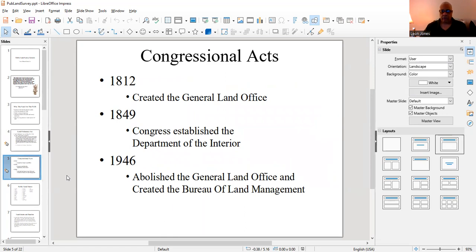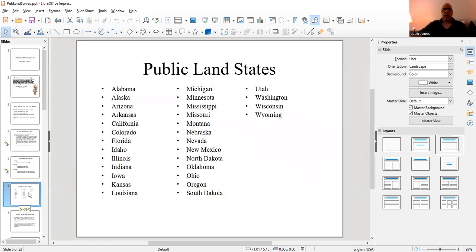1849, Congress established the Department of the Interior. By 1946, the GLO, which is the General Land Office, was abolished. Then the BLM, which is the Bureau of Land Management, was created. Now, here is a list of states that are involved in PLSS, Public Land Survey. And I'm going to get into the meat of that in just a minute.